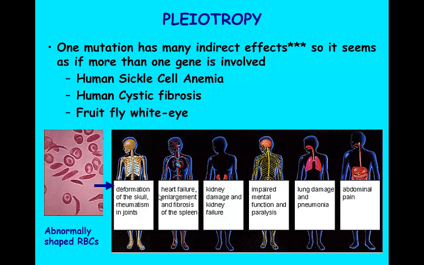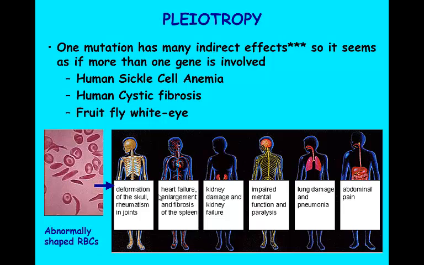So there's a lot more things we need to add here. I'm going to give you a bunch of definitions. Let's start off with pleiotropy. Pleiotropy is defined as one mutation having many indirect effects, so it seems like more than one gene is involved. So this is the opposite of polygenic inheritance. With polygenic inheritance, many genes determine one trait. In this case, one gene determines many traits.